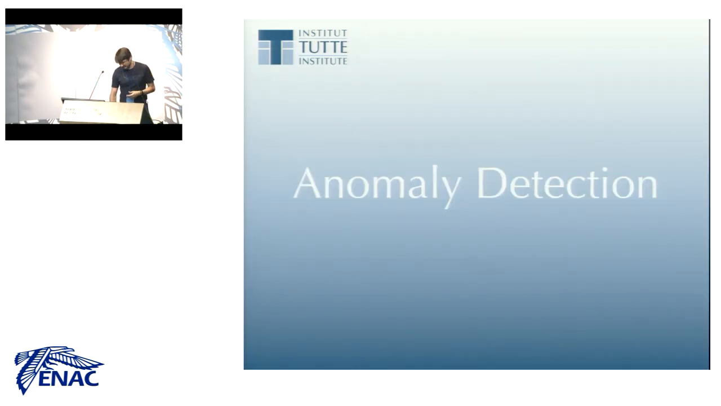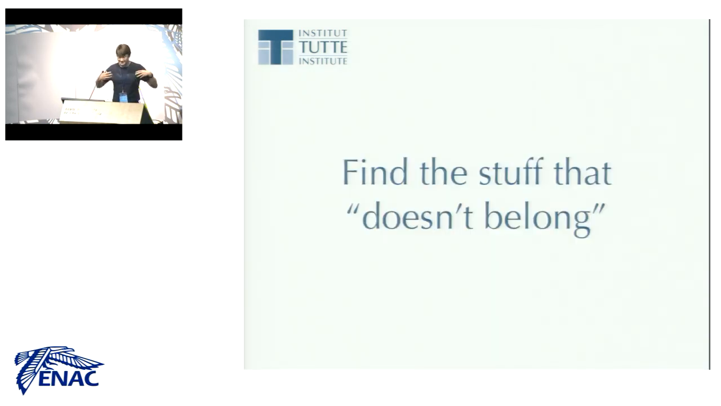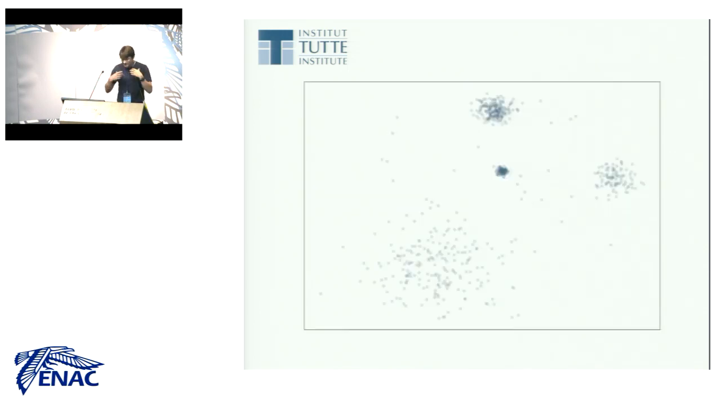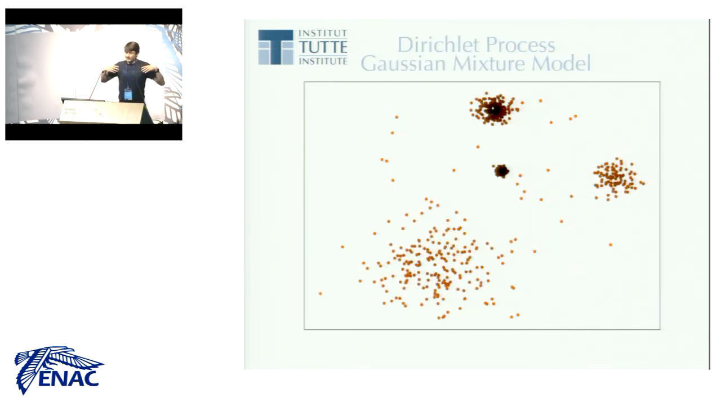Okay, what about anomaly detection? Well, the guts of anomaly detection is just find the stuff that doesn't belong. So again, we need some test data sets. Here's one, here's the other. These are just simple data sets that we can just have a look at. The standard approach would be a Dirichlet process Gaussian mixture model. That would give something like this, where the more red the point is, the more it considers it an outlier.